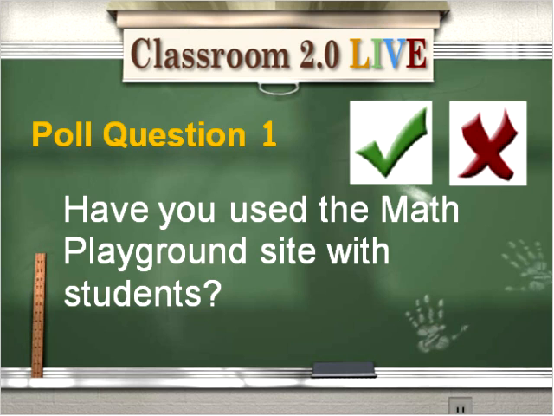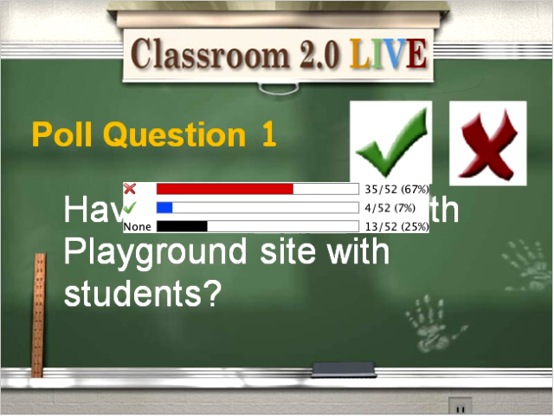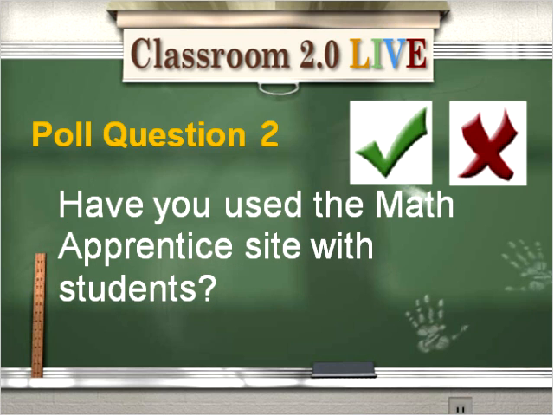Looks like there's a lot of red X's, but I think everybody's had a chance to vote. I am going to publish the results. There, look at that. 67% of us today have not had a chance to take a look at Math Playground and use it with students. So our next poll question, I'm just going to clear the results there. Have you used the Math Apprentice site with students? So go ahead, green check or red X, register your vote for us, please.